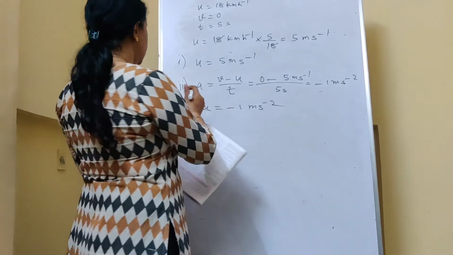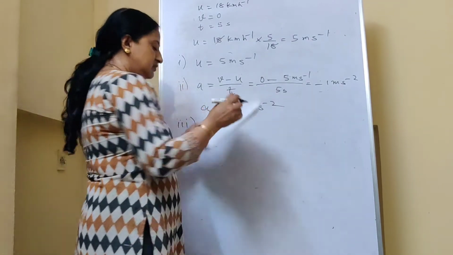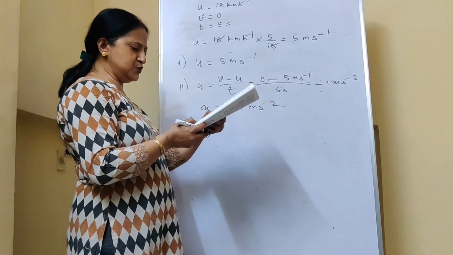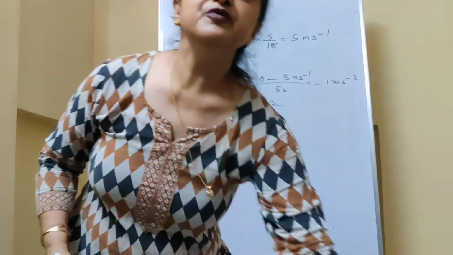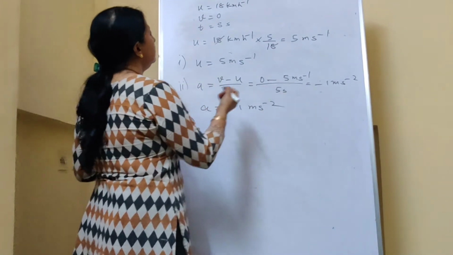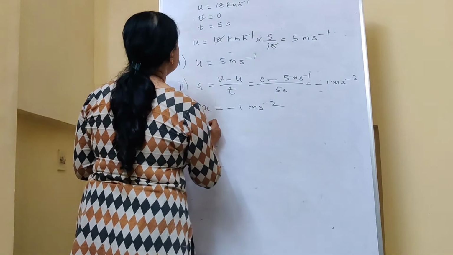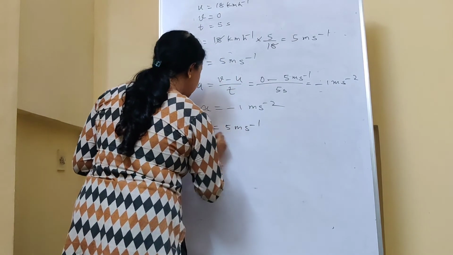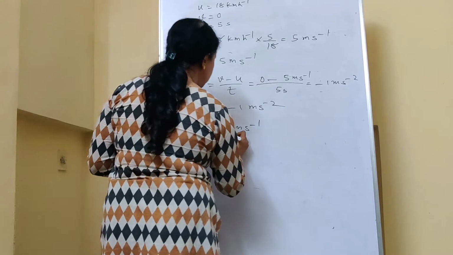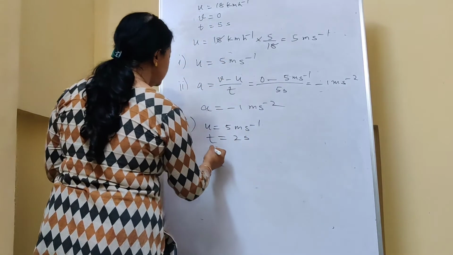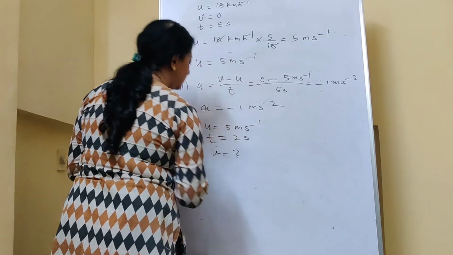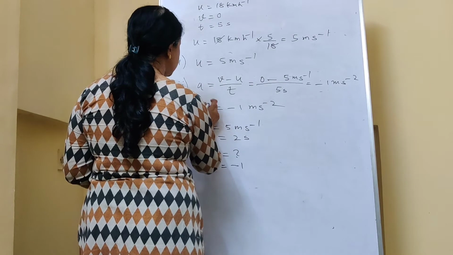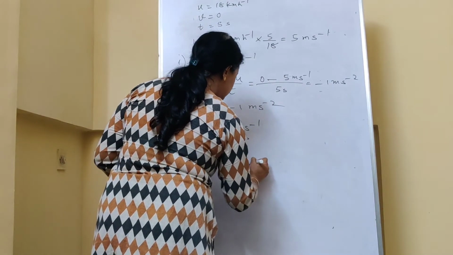Then the third part of the sum. What is asked? The speed of the car after 2 seconds of applying the brake. You have to find the speed of the car after 2 seconds. So initially, you know, initial velocity is 5 meters per second. Time T is 2 seconds. After 2 seconds you are going to find out the speed, how much it acquired. And acceleration, you have calculated it as minus 1 meter per second square.